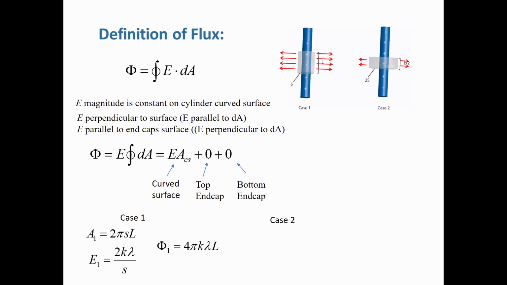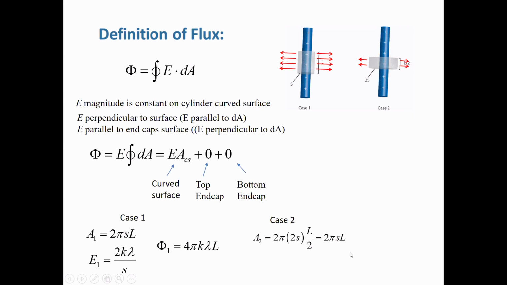And for case 2, we're a further distance away. So our area has a circumference of 2 pi times 2s. But our thickness, or the vertical distance, is L over 2. And so combining all this together, we're just left with 2 pi sL. It's actually the same as in case 1.